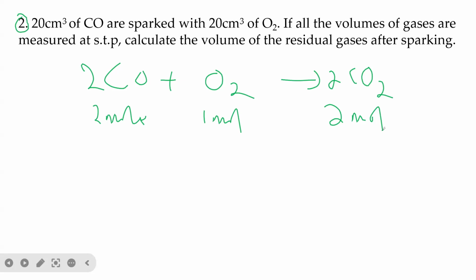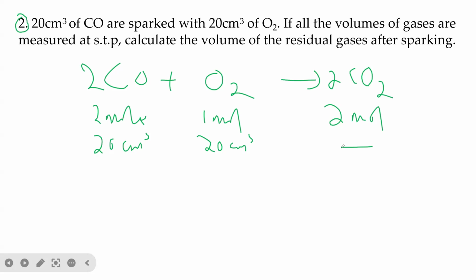So first, what is the volume of all the gases before sparking? The volume of carbon monoxide is given as 20 centimeter cube. And then the volume of oxygen is also given as 20 centimeter cube. And then the volume of carbon dioxide is not given, so we use a hyphen. So this is the volume before sparking, that is before the reaction starts taking place. So what happened during the sparking?